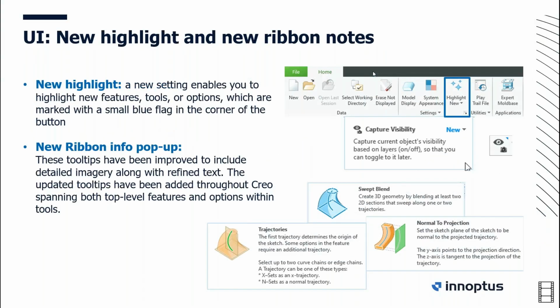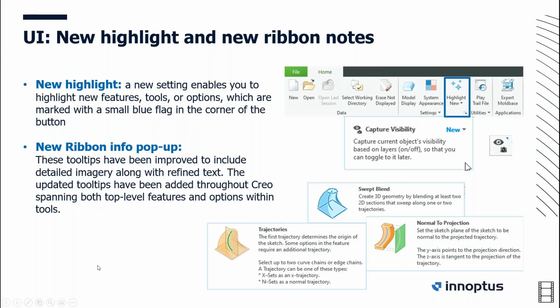This one is two interesting things. The first is new highlight. So if you have a new feature, it will highlight with a little triangle or a yellow color, like you choose. We'll see it in a moment in the video as well.